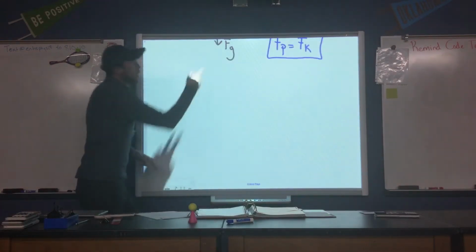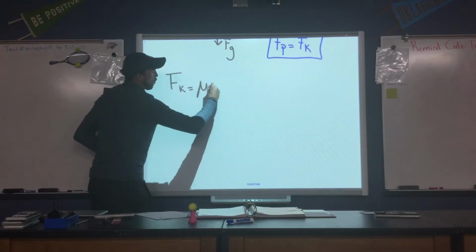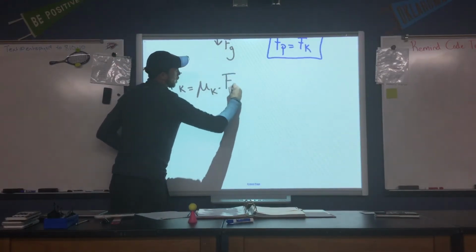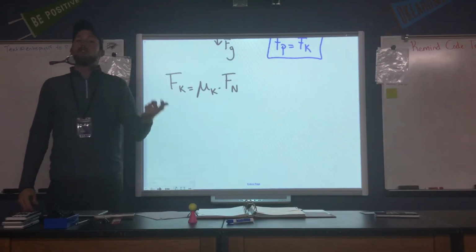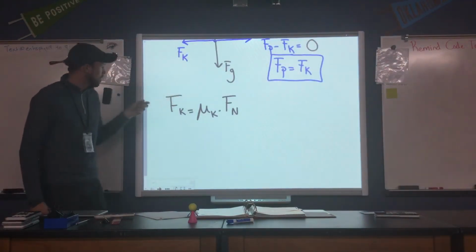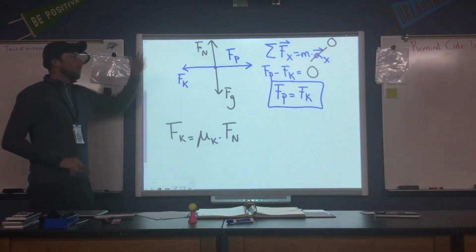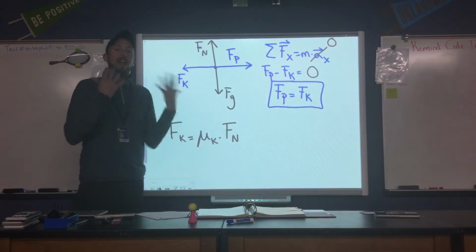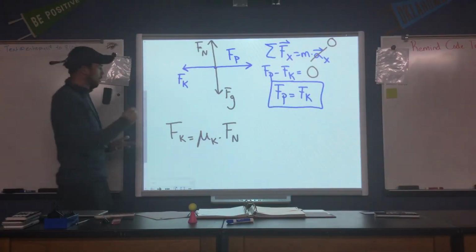From here, for our force of friction, we have an equation to solve for that force. The force of friction is equal to the coefficient of friction multiplied by the normal force. Now, the problem tells us what our coefficient is, but we don't necessarily know the normal force yet. We can probably assume it's equal to the force of gravity here, but we want to be able to show why rather than just making that assumption.